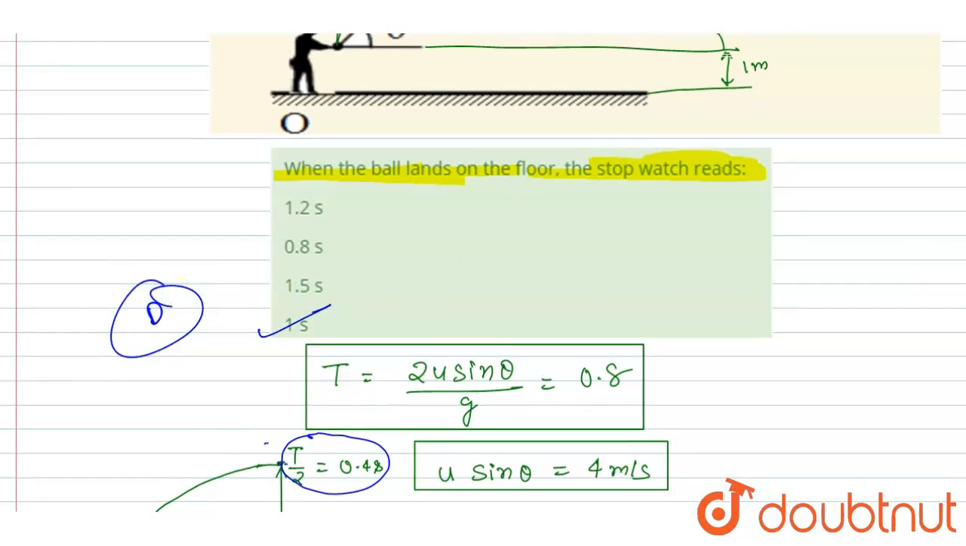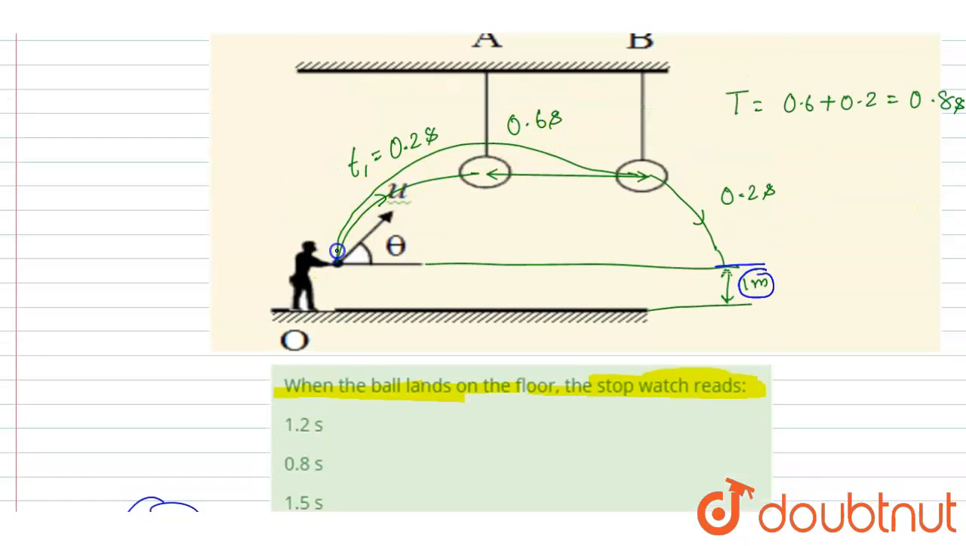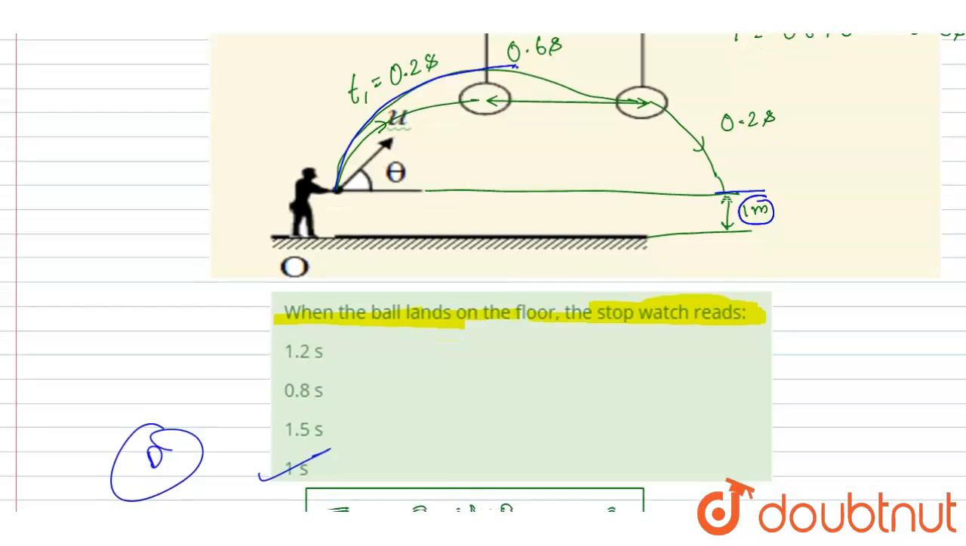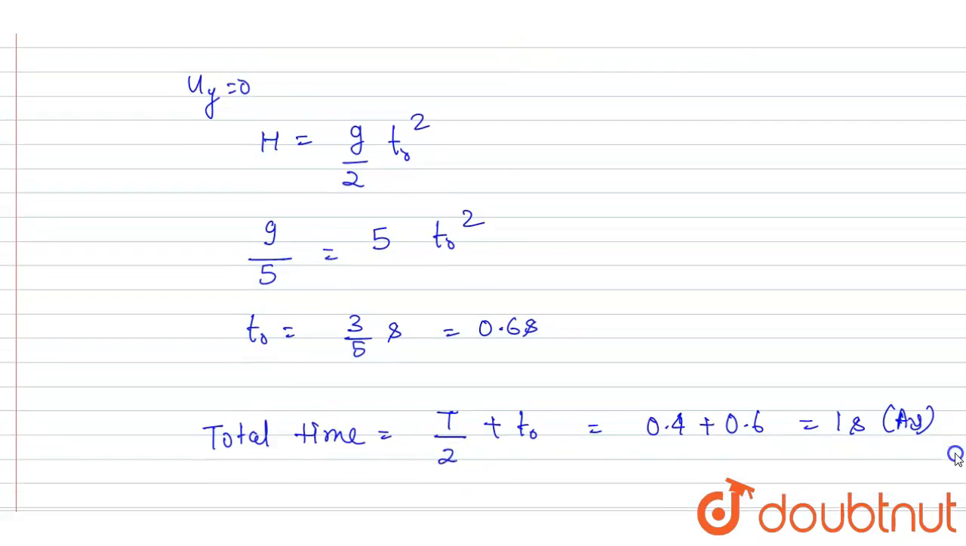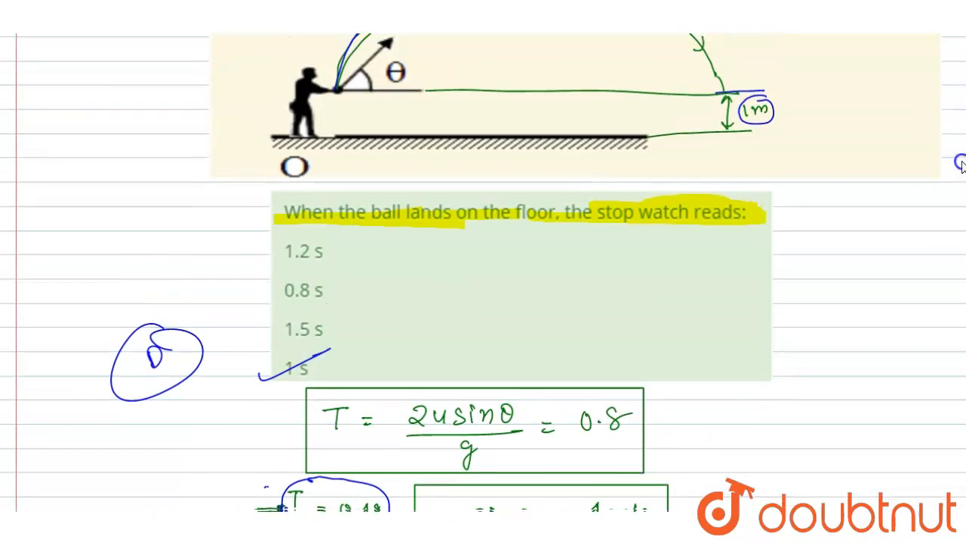You can make a mistake by finding the time to reach the same horizontal level. But remember, this horizontal level is at a height of 1 meter from the ground. So you have to first calculate the time to reach the maximum height, then calculate the time to reach the ground from the maximum height. That is 0.6 and 0.4, and you will get 1 second. So D is the correct answer.